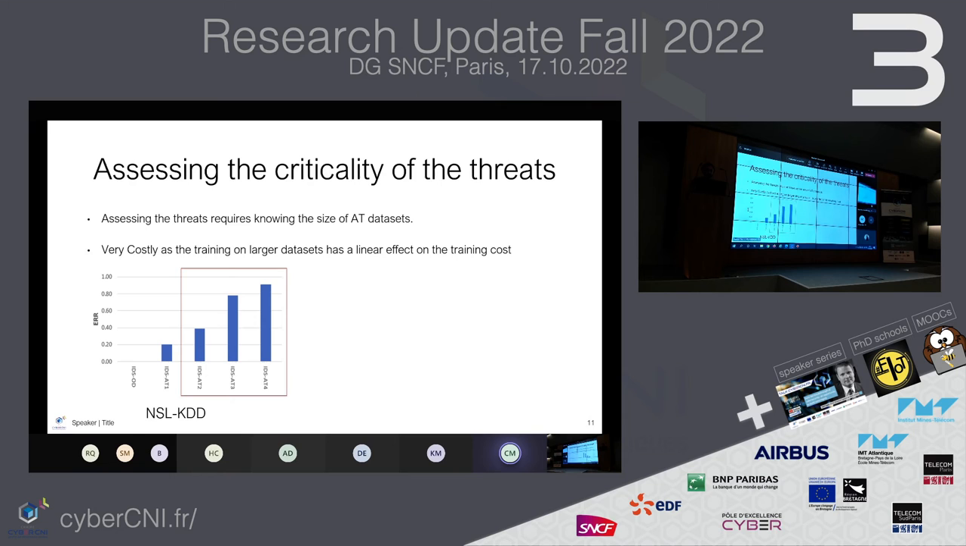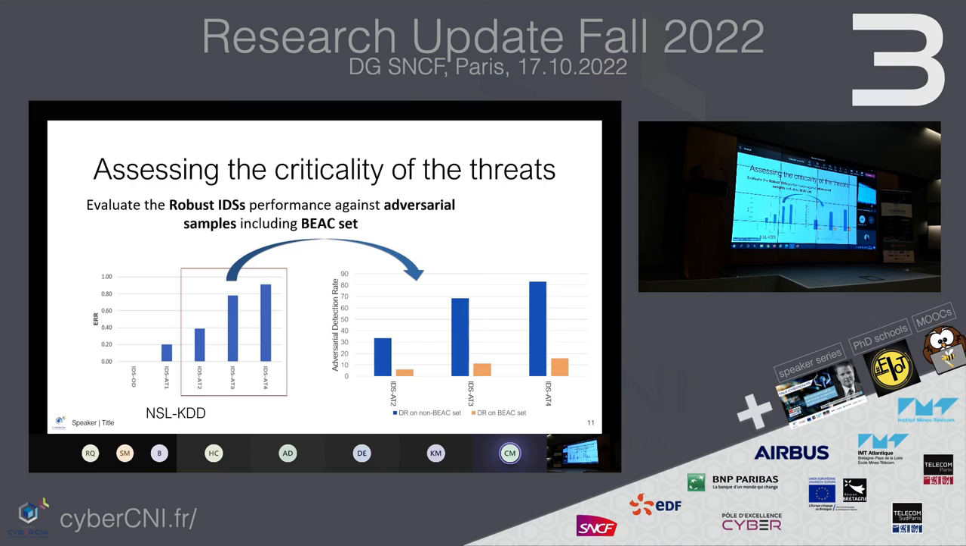In order to answer, we evaluate the robustness of these robust IDS against adversarial elements from the peak set and adversarial elements from the non-peak set. The blue one is from the non-peak set.